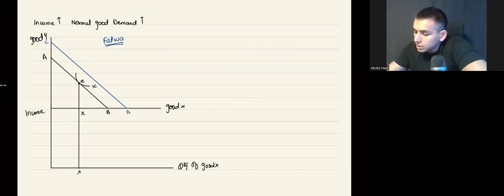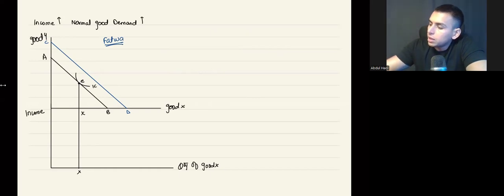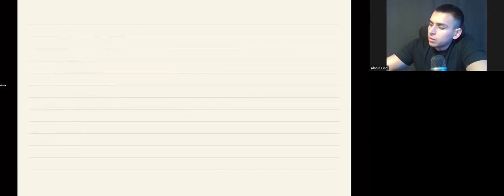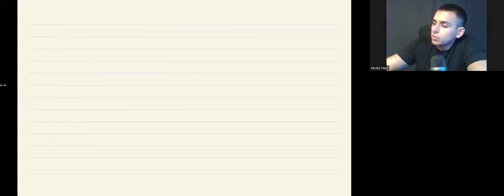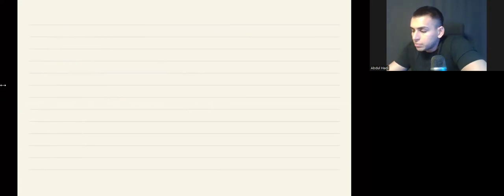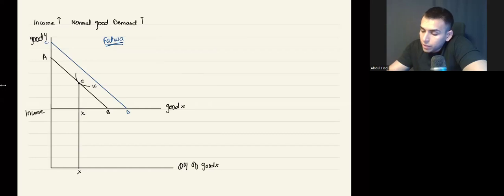So I'm copying this diagram, and then I'll continue with this one. This is the diagram that we talked about. It doesn't matter which kind of good you're talking about. Whenever there is an increase in income, your budget line will always shift to the right.